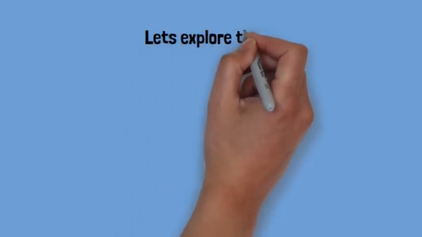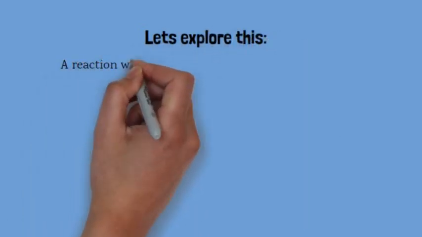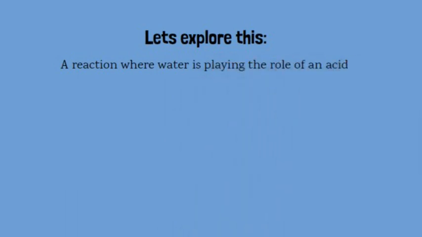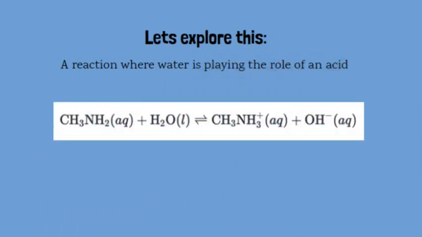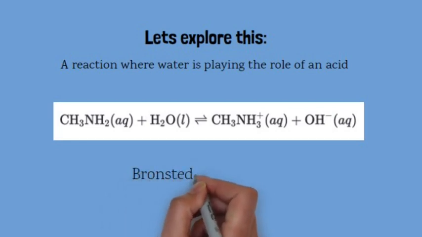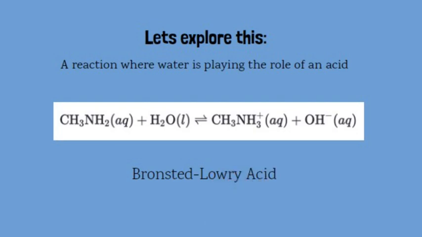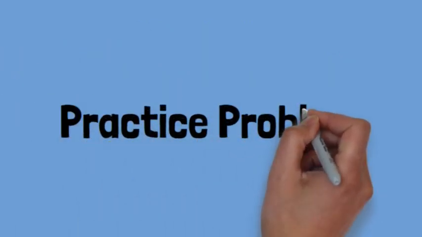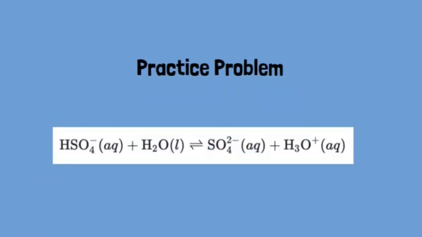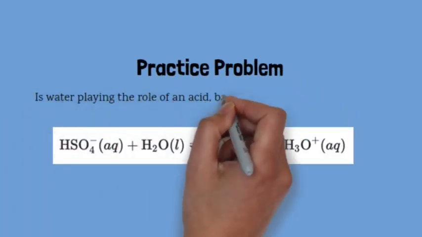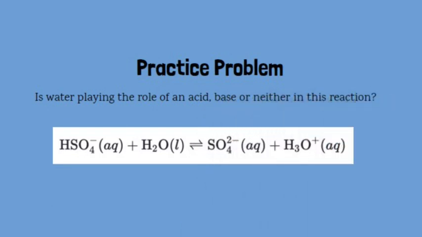So, for example, let's explore this. We will look at this reaction where water is playing the role of an acid. Here, water has donated an H+ to form an OH-, and therefore it is acting as a Bronsted-Lowry acid. Now let's try a practice problem. Looking at this equation, is water playing the role of an acid, a base, or neither in this reaction? Take a moment to think. Here, we can see that water is accepting a proton to form H3O+, and therefore it is acting as a Bronsted-Lowry base.